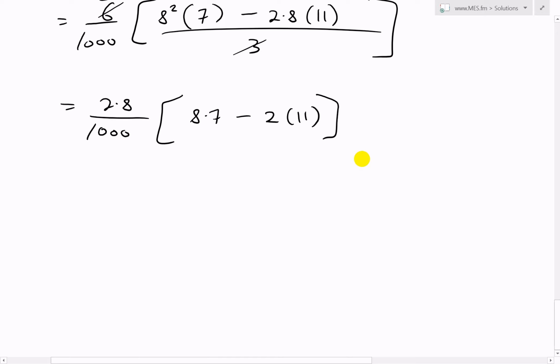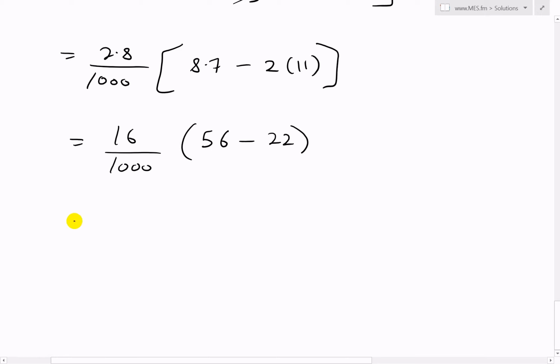And now we could write this further. 2 times 8 is 16. This is over 1,000, and the 3 is gone. So now we have 8 times 7, that's just 56. 2 times 11, that's just 22. So subtract this out, we get 16 over 1,000. 56 minus 22, that's just 34. So we have 34, and now we could just multiply these numbers out.